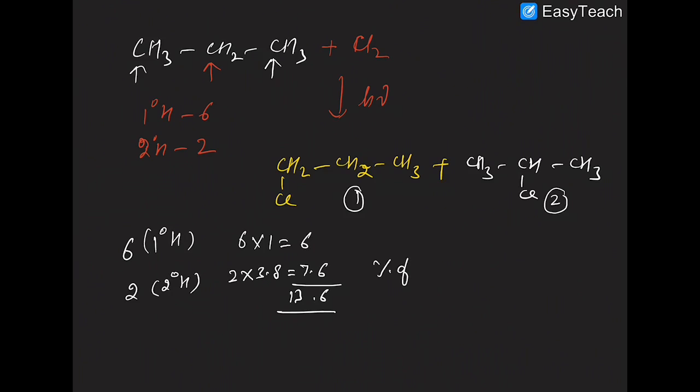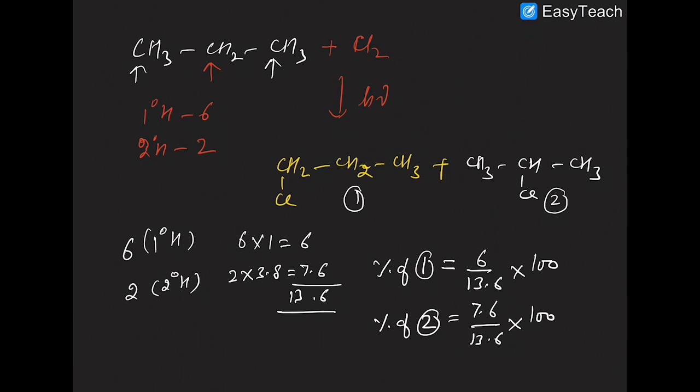So the percentage of the first product is 6 by 13.6 into 100. And the percentage of the second product is equal to 7.6 by 13.6 into 100. What is 7.6? Probability factor of the secondary hydrogen. And what is 6? Probability factor of the primary hydrogen.